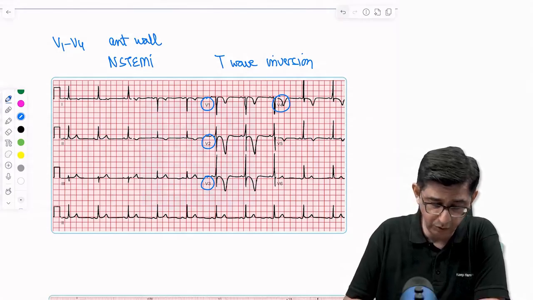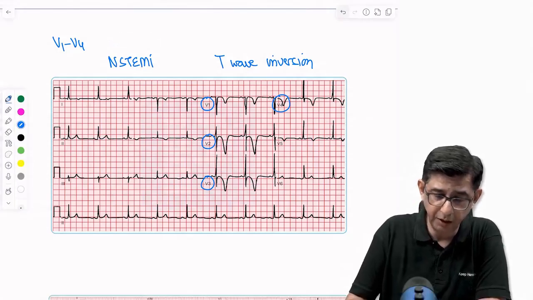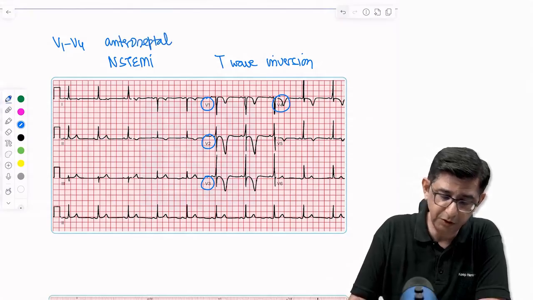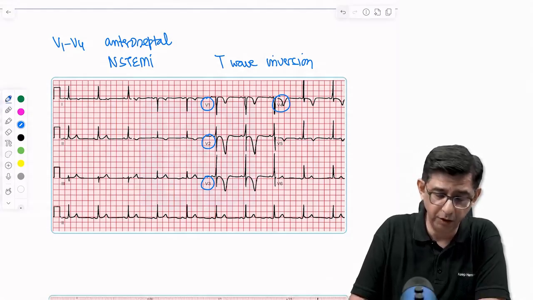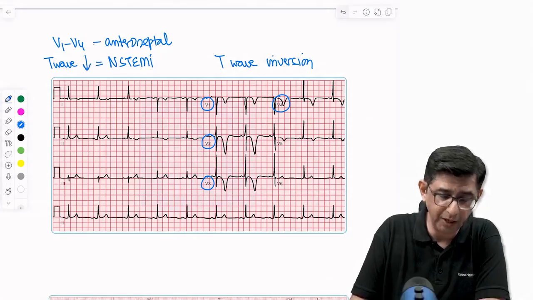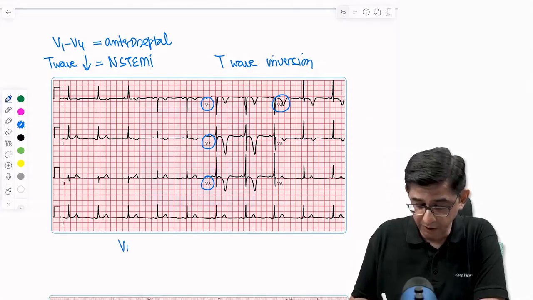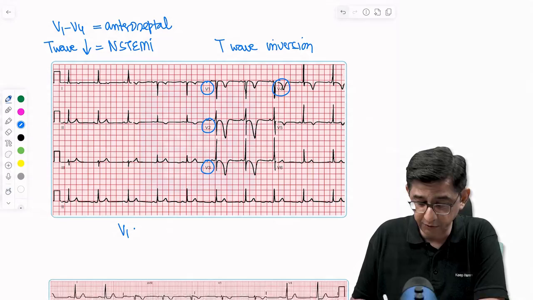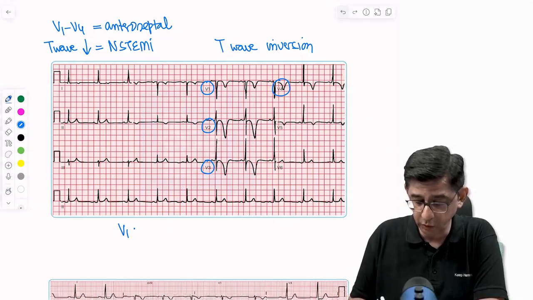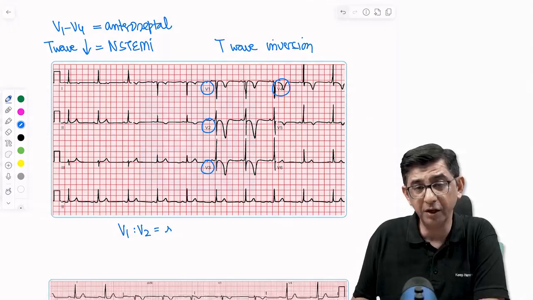Let me just jot it down also. I can make it more specific by writing the word anteroseptal non-ST elevation myocardial infarction. Why did I say non-ST elevation MI? Because here there is only T wave inversion present, there is no ST elevation present in the patient. At this moment, I think it's clear to you that lead V1 and some part of V2 help in studying the area of the septum.